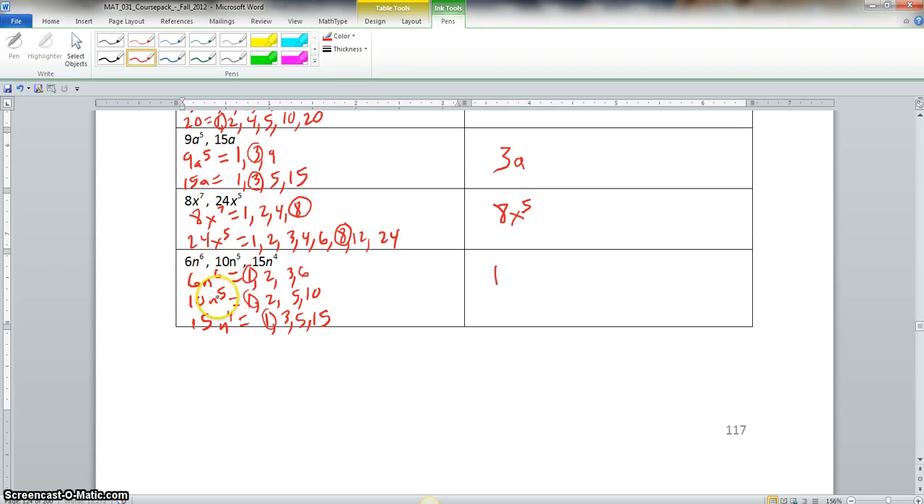Now we look here at their variables. All of them have n, and the variable with the lowest exponent is n to the 4th power. Now 1n to the 4th power, we should write that as just n to the 4th power. And that is our greatest common factor.